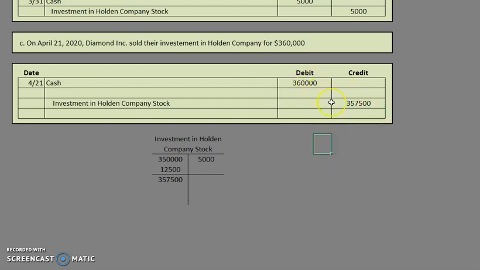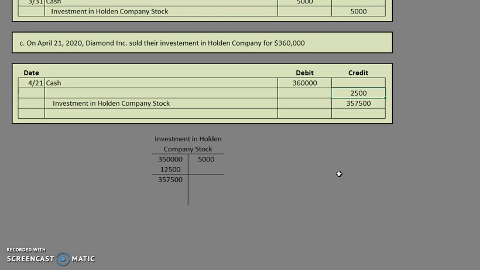All right, so now when we take a look at these two accounts, we see that they are not balancing. This journal entry, as we know, must have our debits equaling our credits. So let's see what we would have to plug into that short credit side in order for it to equal that $360,000. So $360,000 minus $357,500. $2,500 is that missing amount. That's our plug. And our plug account for this is going to be either a gain or a loss.